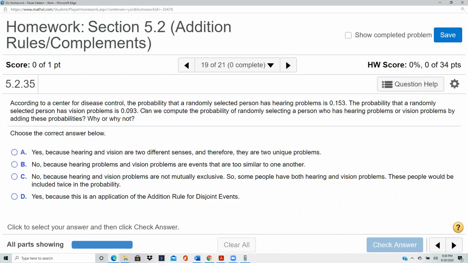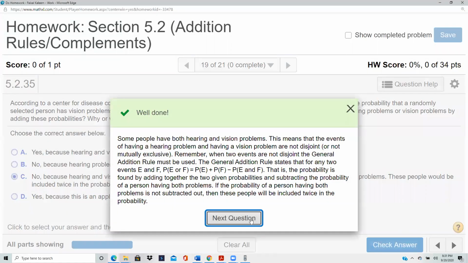Since we are not given how many have both problems, we do not have enough information to find the probability of hearing or vision. So no, and the reason is that hearing and vision problems are not mutually exclusive. Some people may have both problems, and those people would be included twice if we were to just add these probabilities. In order to not include them twice, we subtract the common, but we're not given the common, so that's the answer.